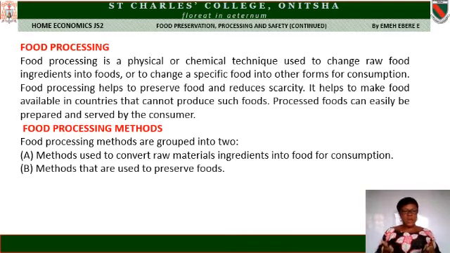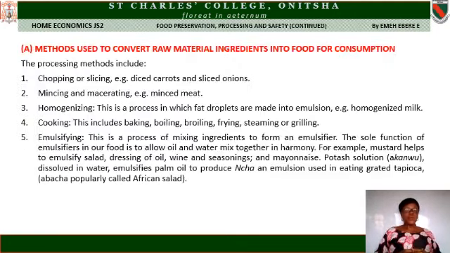Before we look at food processing methods, we have grouped them into 2. Number A is methods used to convert raw material ingredients into food for consumption. B, methods that are used to preserve foods. Let us look at A, which is methods used to convert raw material ingredients into food for consumption.